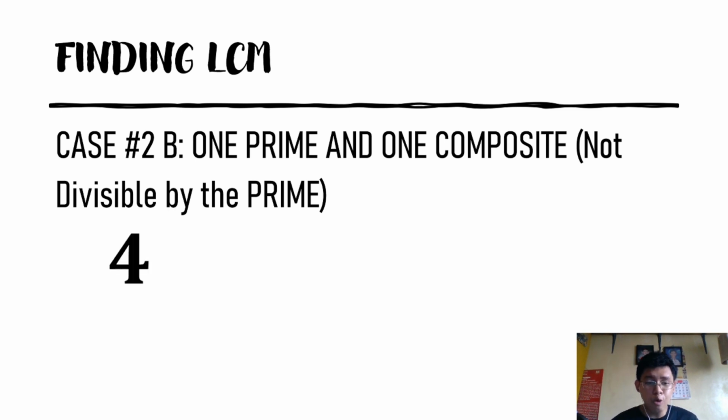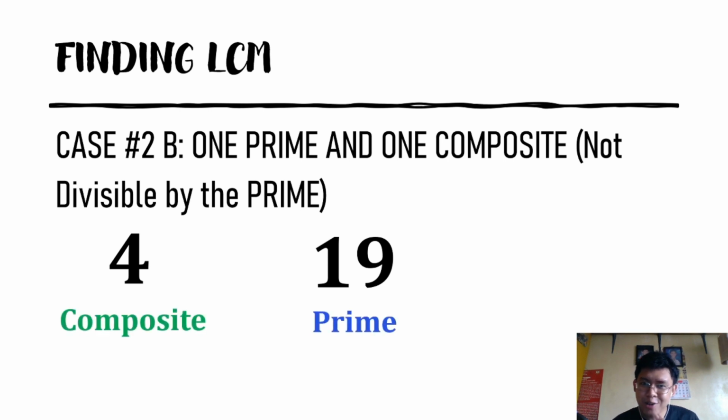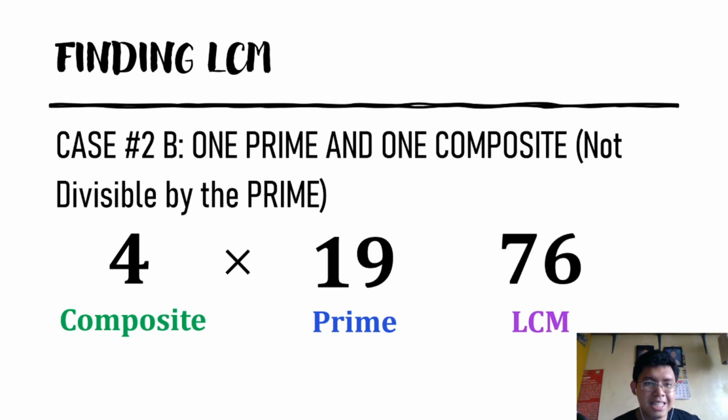Okay, we have 4 and 19. 4 is composite and 19 is prime. Now, is our composite number, which is 4, divisible by 19? If your answer is no, it's not divisible by the prime number, we can just multiply the two numbers that are given to get the least common multiple. 4 times 19, the answer is 76.